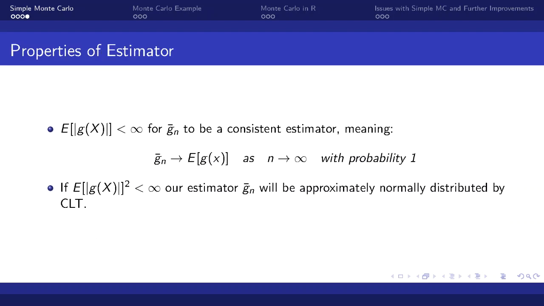There are a few properties of this estimator to consider. First, the expected value of g must be finite for g bar to be a consistent estimator, meaning that g bar approaches the expected value of this function g as our n approaches infinity with a probability of 1. Also, if the expected value squared is also finite, then our estimator g bar of n will be approximately normally distributed by the central limit theorem.